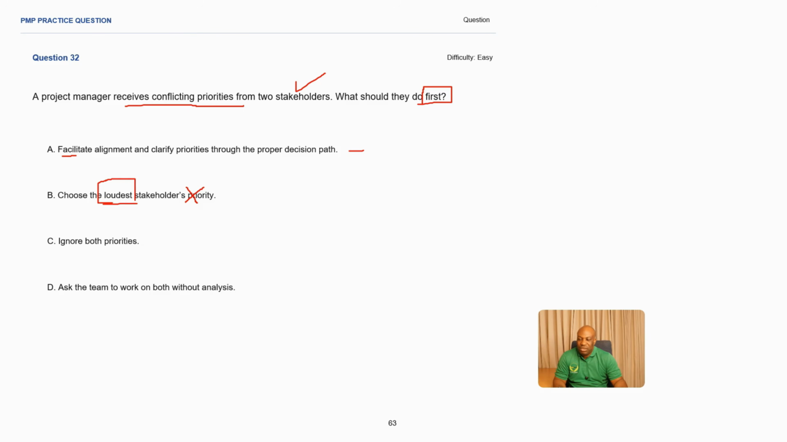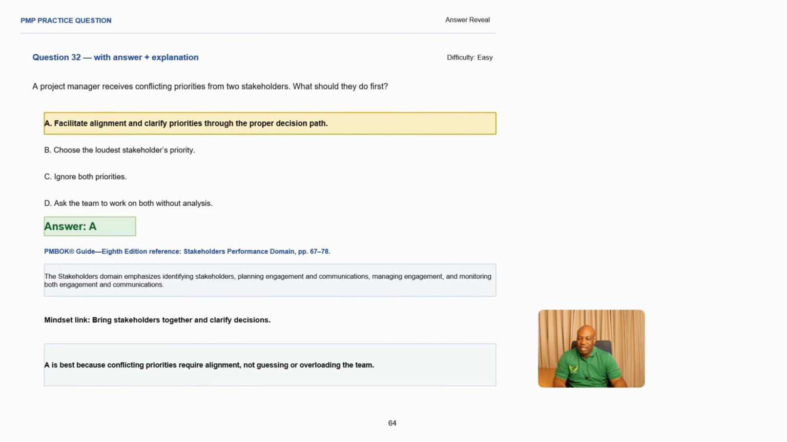C, ignore both priorities. You don't ignore things in a project. Priorities, challenges, issues, risks in a project should not be ignored. So making this an incorrect answer. D, ask the team to work on both without analysis. You need to analyze. You cannot just ask the team to work on conflicting priorities. It has to be analyzed and prioritized, so making this an incorrect answer. And therefore, A is the best answer in this scenario. You need to facilitate alignment. This is very important. Facilitate alignment and also clarify priorities through the proper decision path, making A the best answer here.